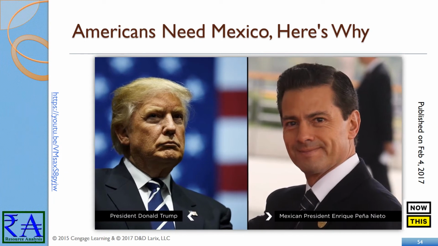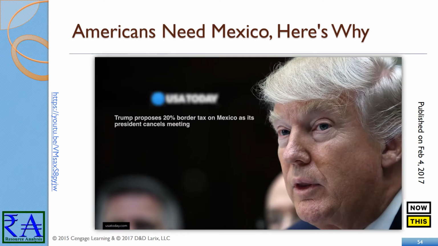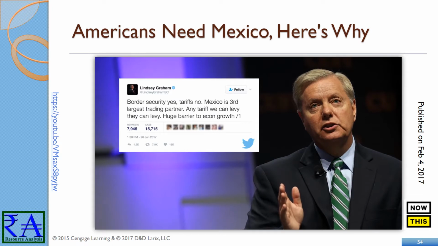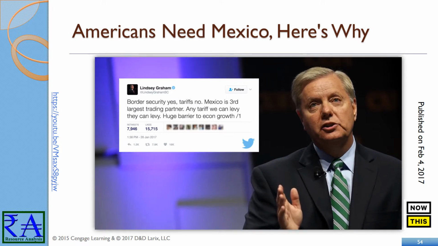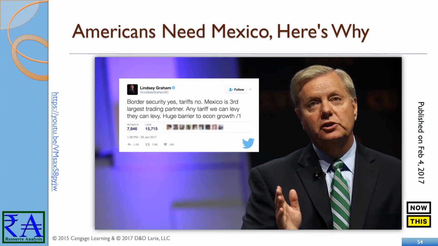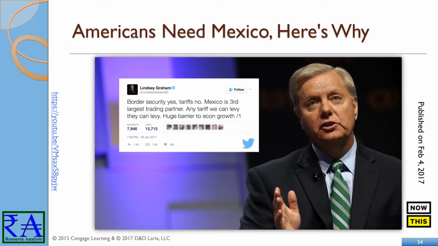Tensions between Mexico and the United States are at an all-time high. President Donald Trump has threatened a 20% import tax on Mexican goods in order to make Mexico pay for a border wall. Some senators, even including Trump's Republican counterparts like Lindsey Graham, have opposed the idea of a tariff, considering the toll it would take on both American and Mexican citizens.